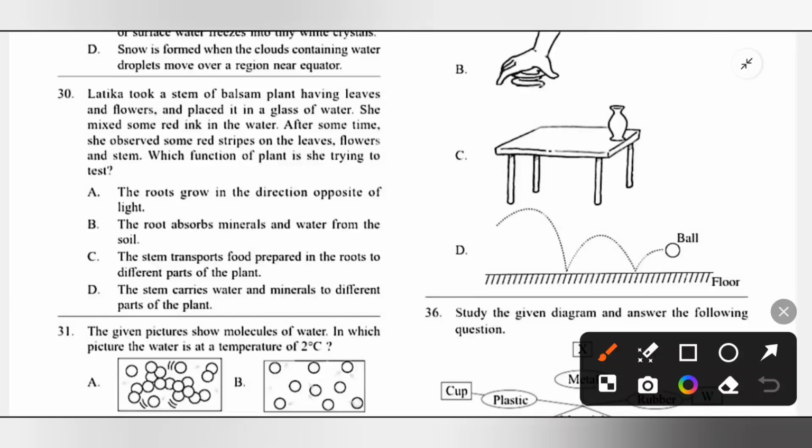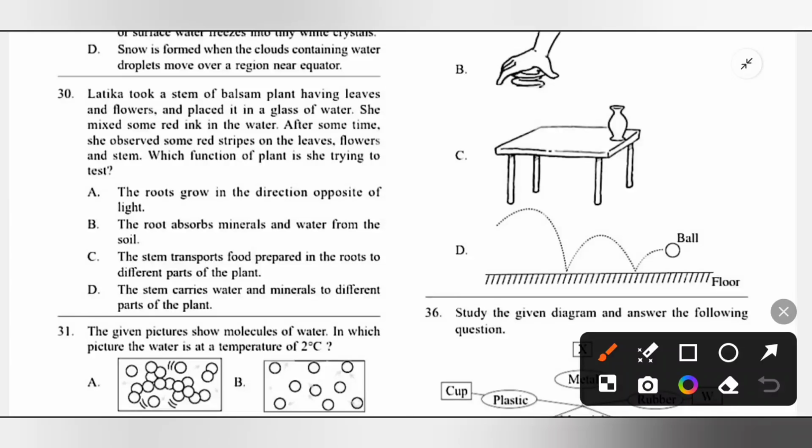Latika took a stem of balsam plant having leaves and flowers and placed it in a glass of water. She mixed some red ink in the water. After some time, she observed some red stripes on the leaves, flowers, and stem. What function of the plant is she trying to test?